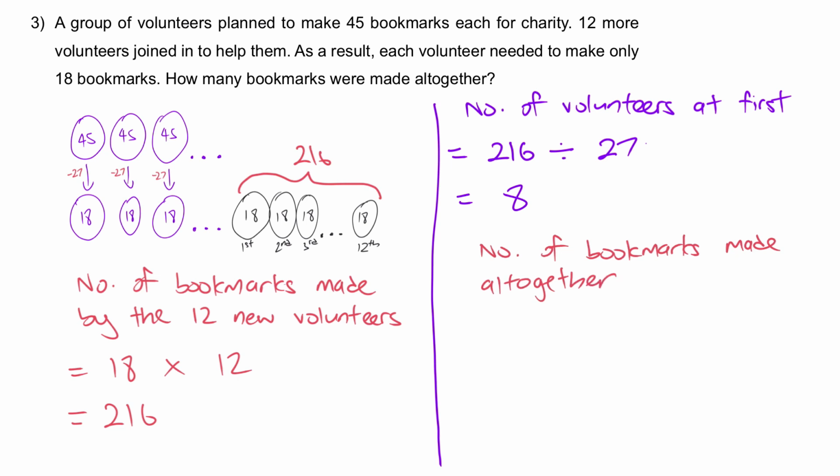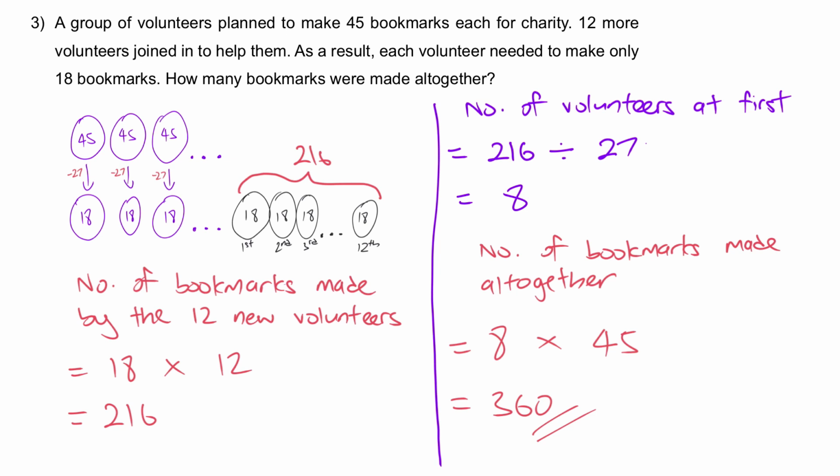Over here, there are 2 ways you can do it. Since the total number stays the same, isn't it? Regardless, we can just take the 8 people times 45, or we take the new number of people, which is 8 plus 12, 20 people times 18. You will still get the same answer. So I'm just going to use the 8 here. All right, 8 times 45, you will get 360, and that is the answer.